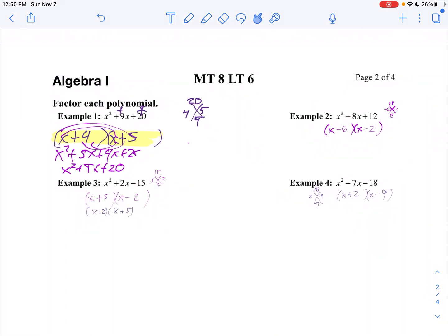That's how you factor polynomials, trinomials, with a leading coefficient of 1. That is, the term in front of x squared is 1. It'll change here if that term in front of x squared is not 1.